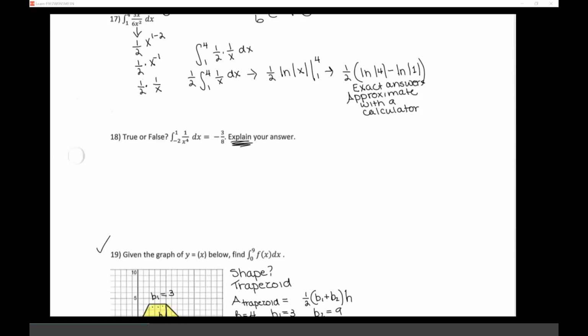All right, take a look at this function. It says the integral from -2 to 1 of 1 over x to the 4th dx equals 3/8. Do you think that's true or do you think that's false? Let me ask you, what would you do to come up with an answer?